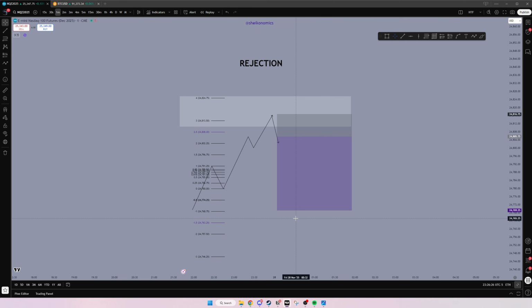Now, here are a few things about it. One, only do this if you're extremely confident and you know what you're doing. This requires a lot of discretion a lot of the times. Two, make sure you have protection on your stop loss. Same thing with the low time frame inversion. The more protection you have, the better.